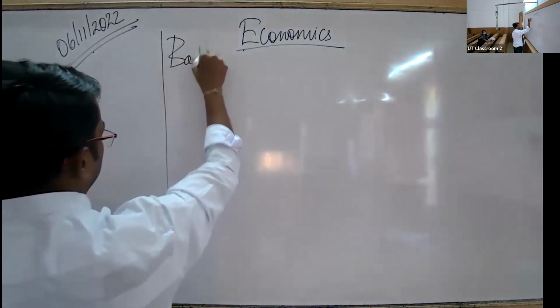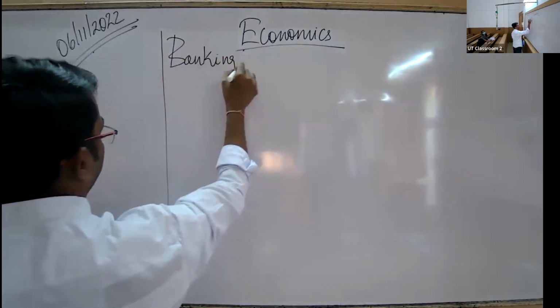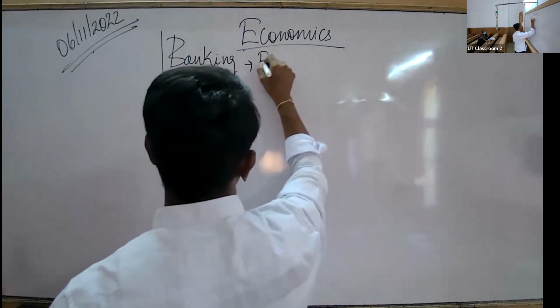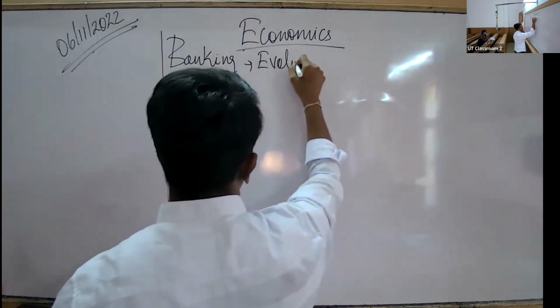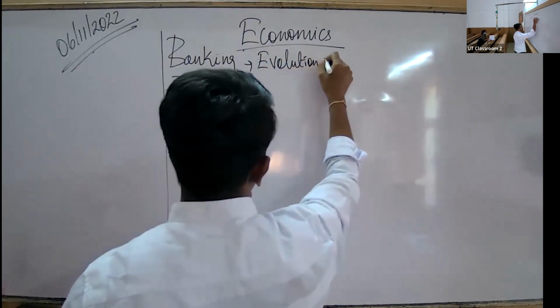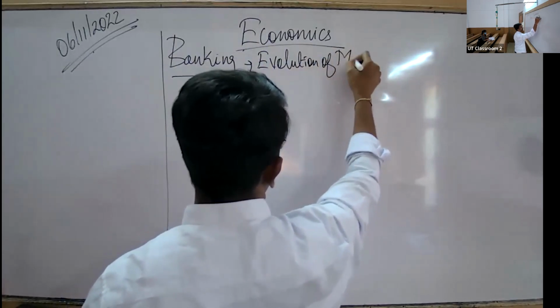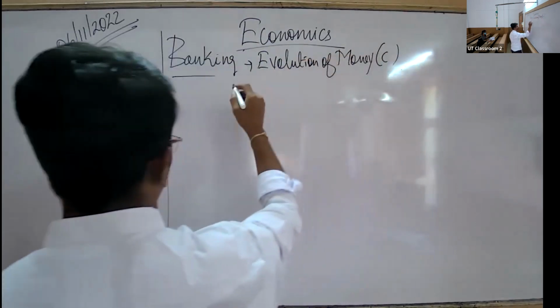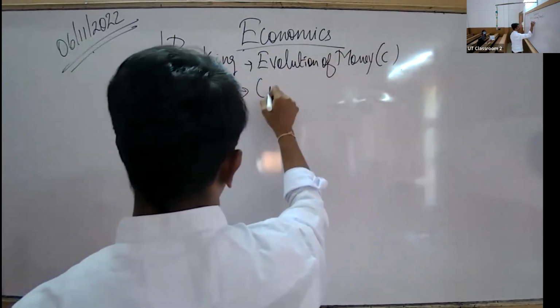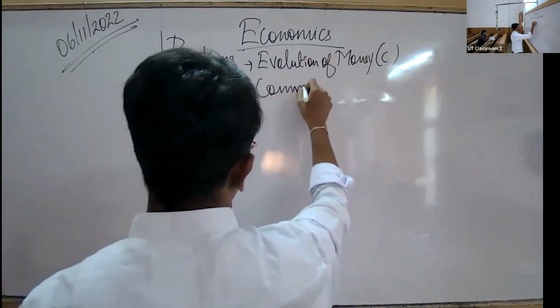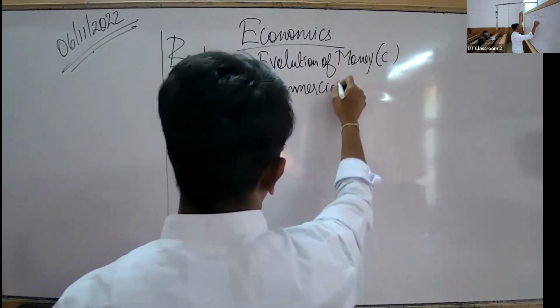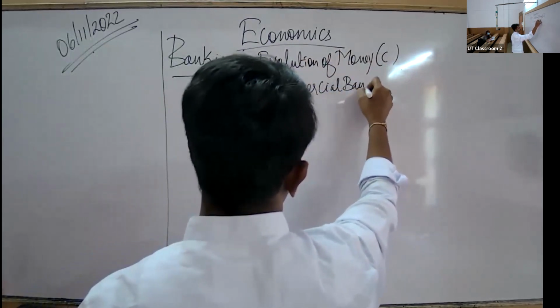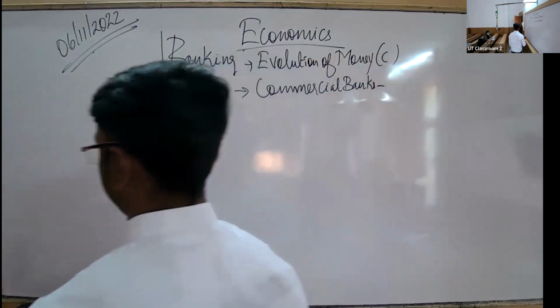Under banking, first we have done evolution of money, correct? Evolution of money is completed. Now I'm going to do commercial bank.